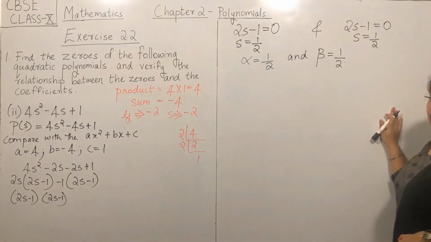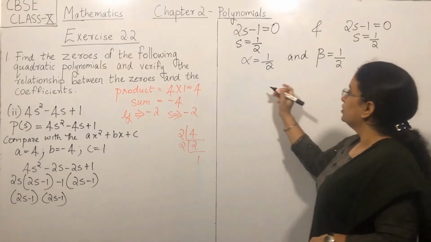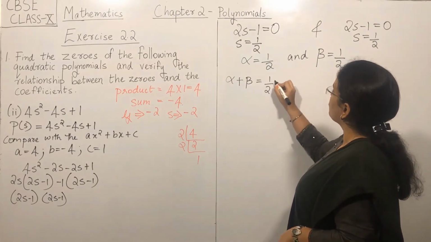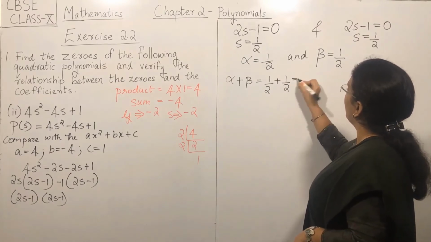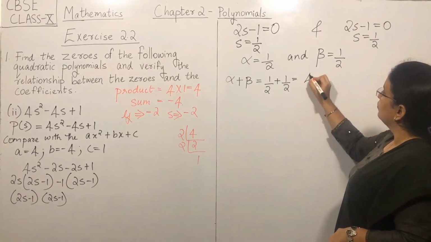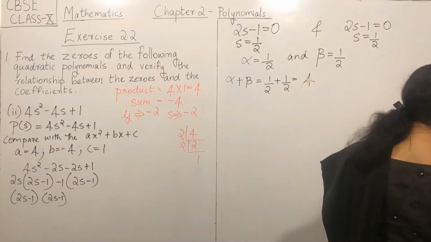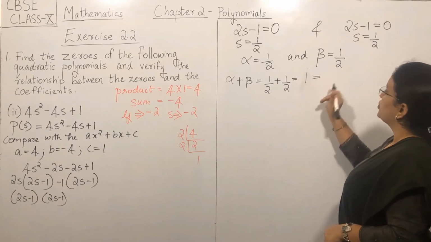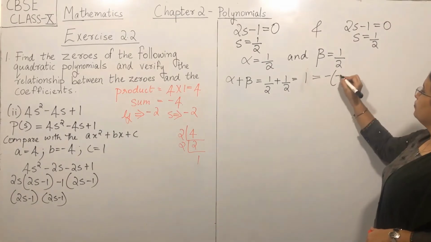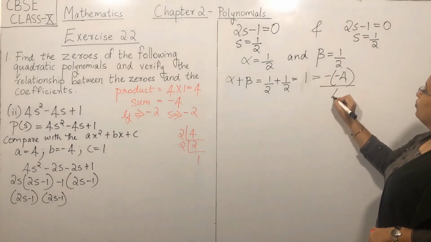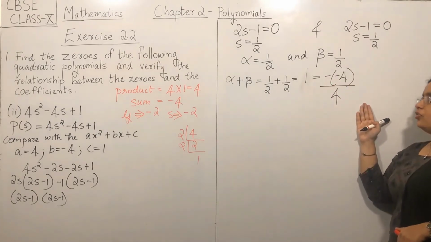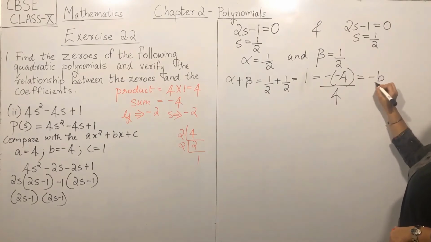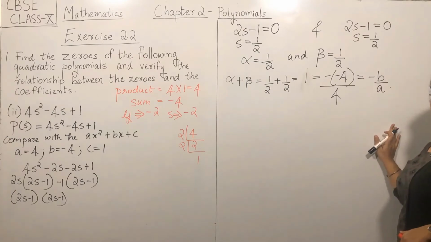Now we can verify the relationship between zeros and the coefficients. Alpha plus beta equals 1 by 2 plus 1 by 2 equals 1, which can be written as minus of minus 4 by 4, because minus of minus 4 by 4 equals 1. It is equal to minus b by a. So we verified the first case.